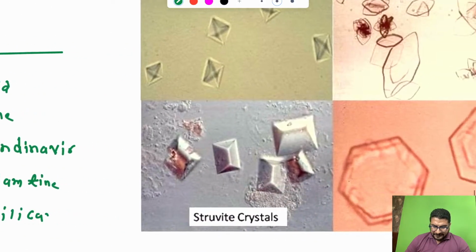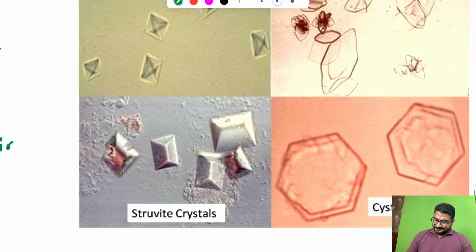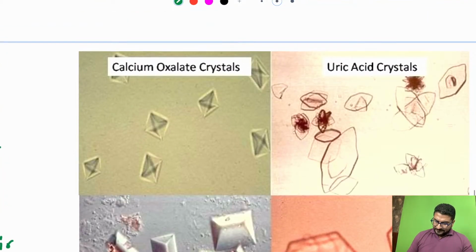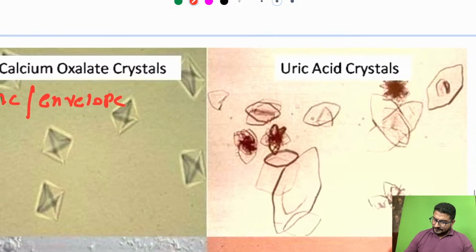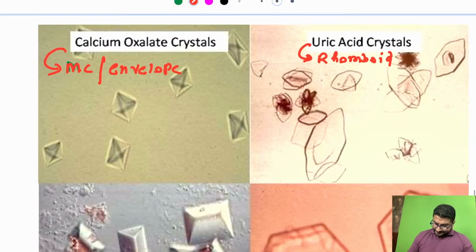Now understand, they will ask you question on stone shape. आपसे क्वेश्चन स्टोन की शेप से पूछते हैं. So if you ask me what is the most common stone, so remember most common stone will be calcium oxalate stone. This is most common. And if you see the shape, कैसी होती है इसकी, envelope shape. Then remember uric acid stone, this is rhomboid in shape, उतना common नहीं है, कभी कभी दूसरी शेप में भी आ सकता है.